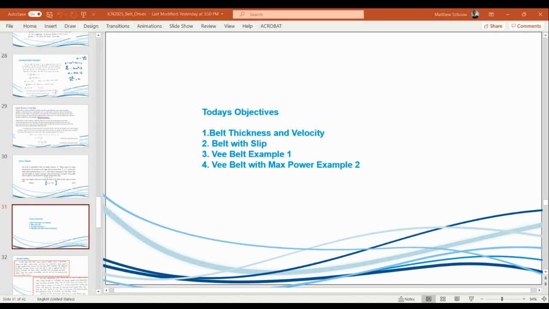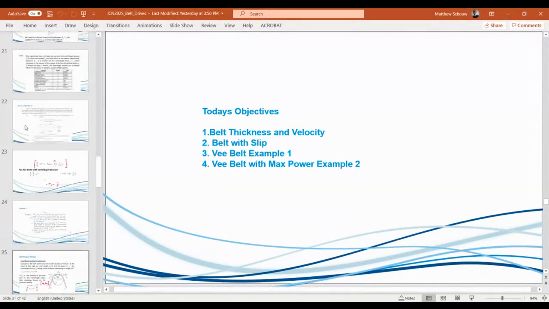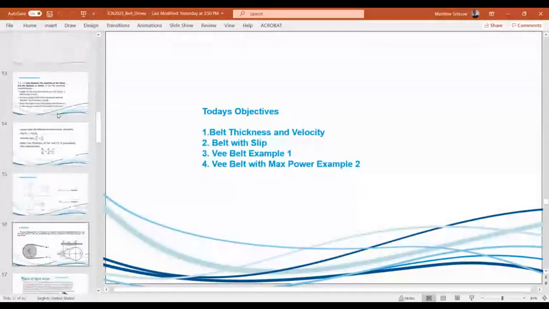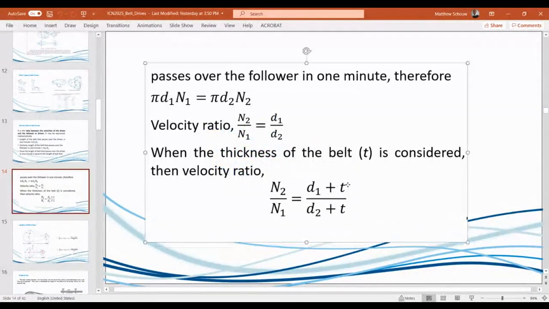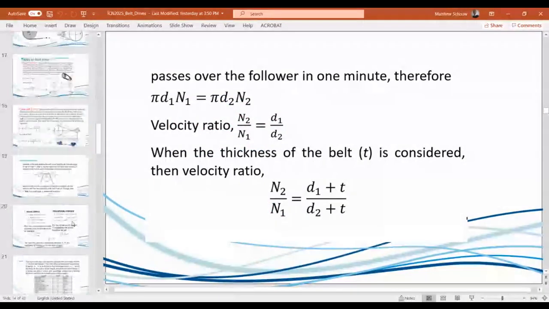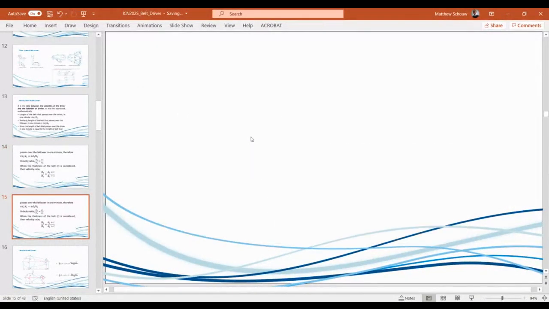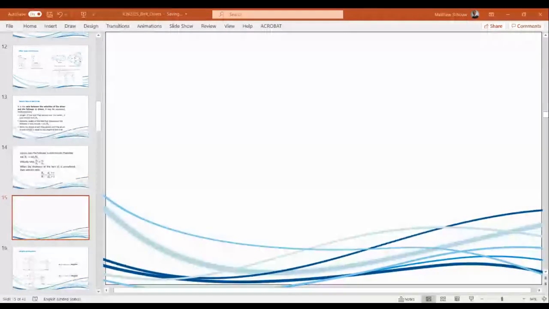To start things off, Mr. Raman had a question for me on WhatsApp regarding the belt thickness and velocity. Let's quickly address that. The essential question is, should you actually introduce the thickness of the belt when calculating the velocity? What I just want to show you is this. Just give me a second. I'm sure you guys can all hear me.